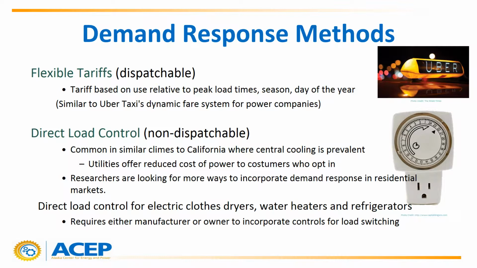Researchers are looking for more ways to incorporate demand response in residential markets where AC units are not the largest load in a household. Direct load control for clothes dryers, water heaters, and refrigerators, for example, would require either their manufacturer or the owner to incorporate external controls to allow remotely switching these loads on or off.